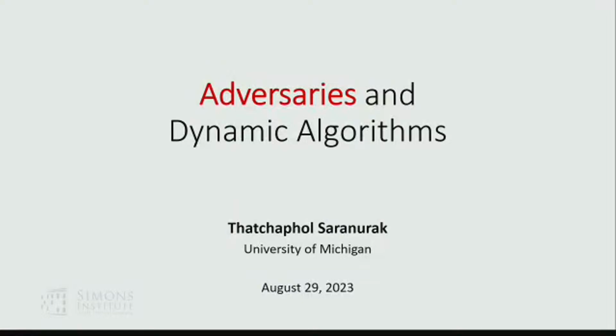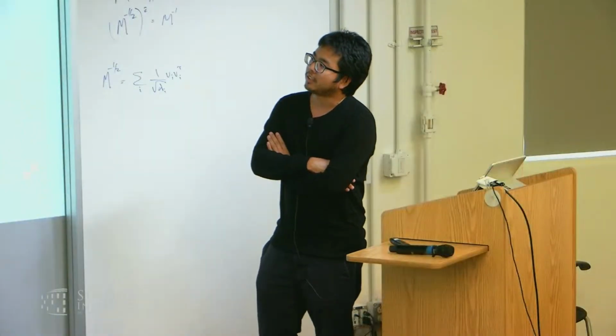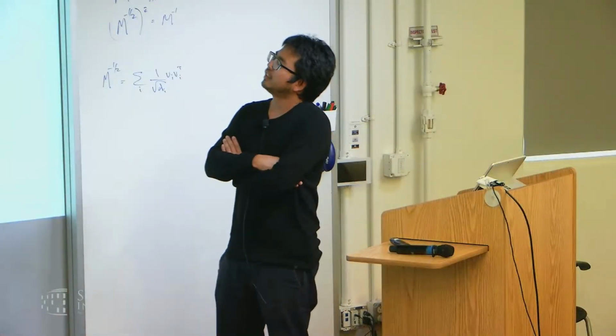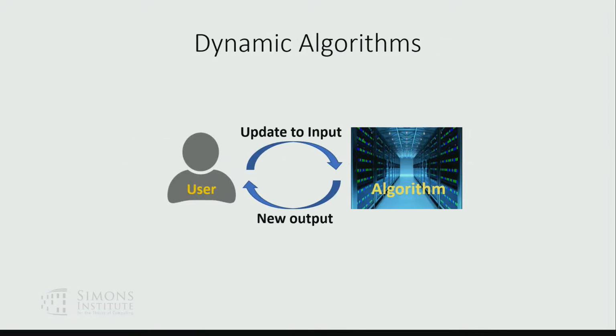And so today I will talk more about the connection between dynamic algorithms and adversaries. What you will see, just as I said briefly last time, is the different kinds of adversaries, and then I will show you the template so far in the literature. How do people design algorithms against each of the adversaries?